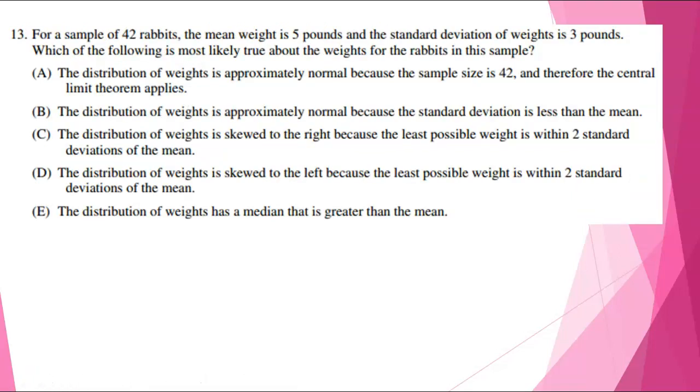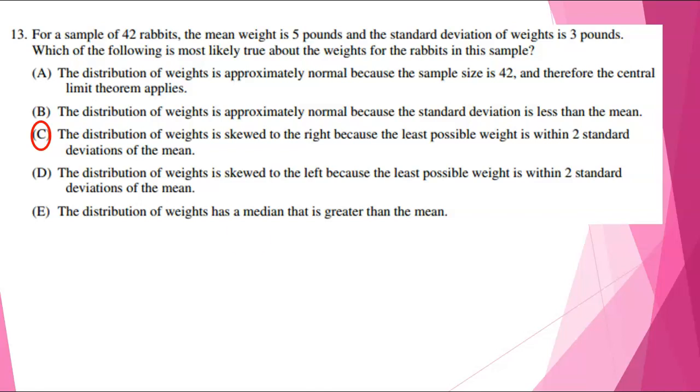For question 13, for a sample of 42 rabbits, the mean weight is 5 pounds and the standard deviation of weights is 3 pounds. Which of the following is most likely true about the weight for rabbits in this sample? Our answer is going to be C. The distribution of weight is going to be skewed to the right because the least possible weight is within 2 standard deviations of the mean.